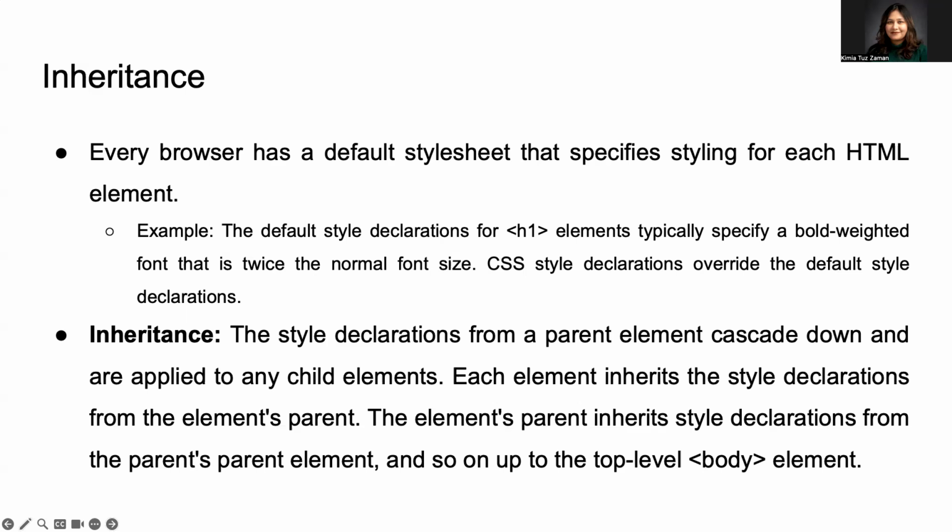Imagine you set the body element's font color to be red. That means all text inside the body, paragraphs, headings, spans, will inherit red text unless a more specific style overrides it. This inheritance continues, too. Each element inherits from its parent, and that parent from its parent, all the way up to the body element. That's why it's called cascading. The styles flow downward through the structure of the page.